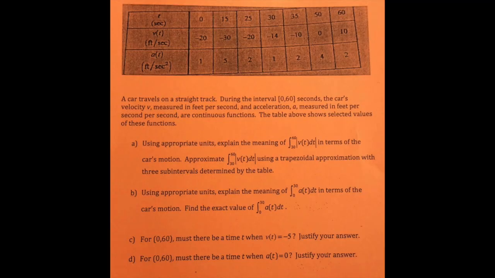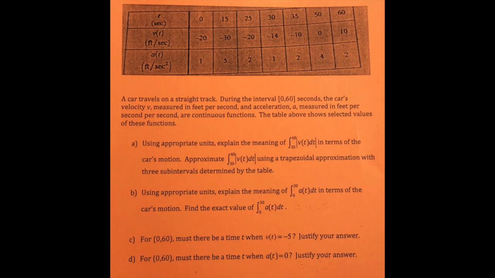A car travels on a straight track during the interval 0 to 60 seconds. The car's velocity v measured in feet per second and acceleration a measured in feet per second squared are continuous functions. The table above shows selected values of these functions. A. Using appropriate units, explain the meaning of the integral of the absolute value of velocity from 30 to 60 in terms of the car's motion.